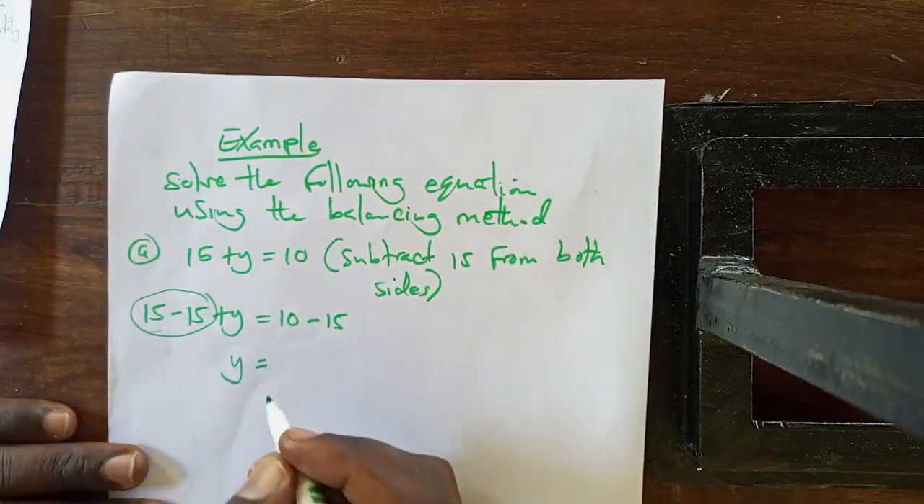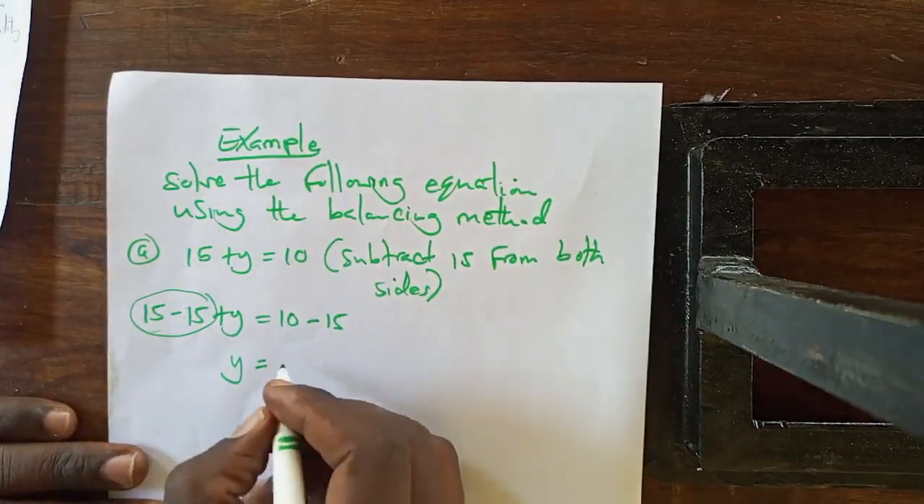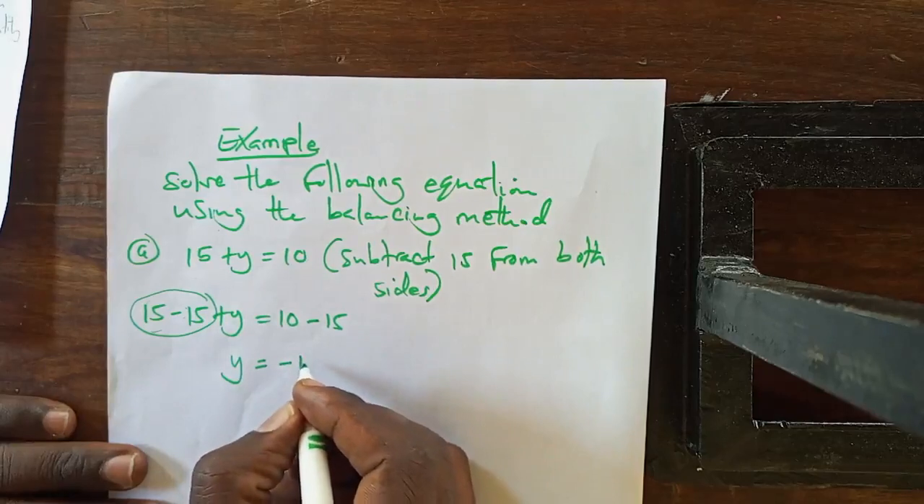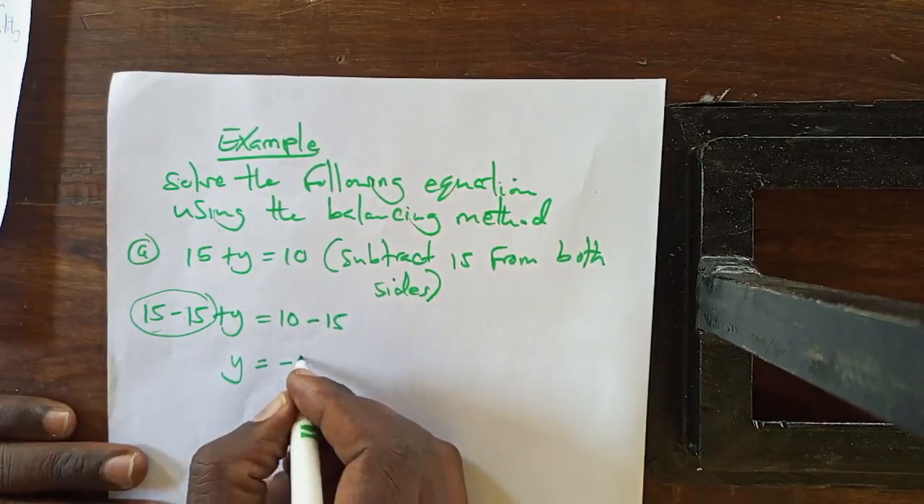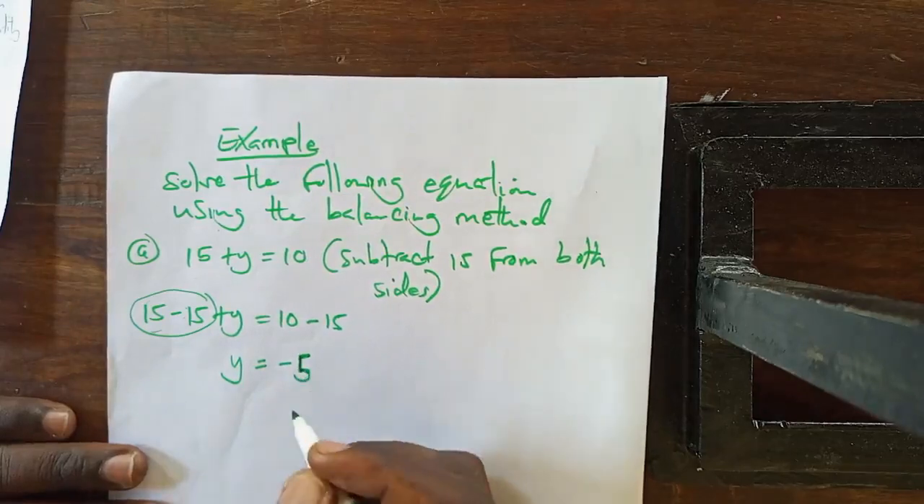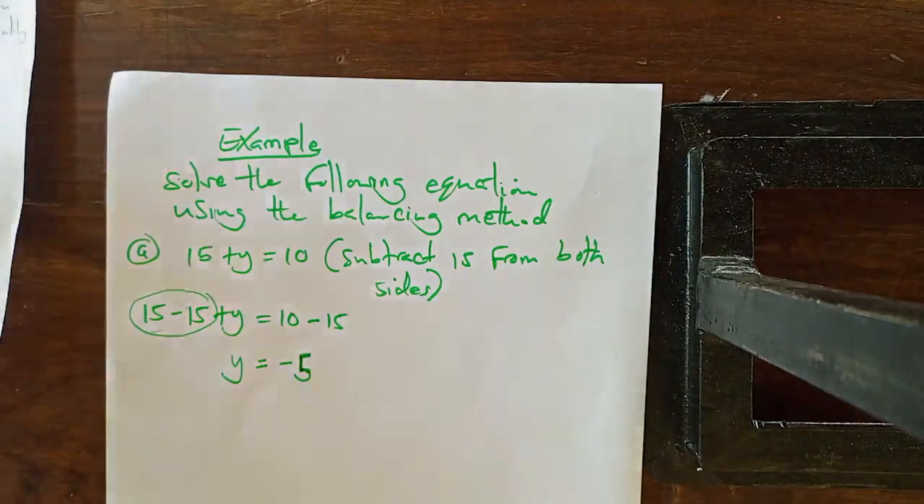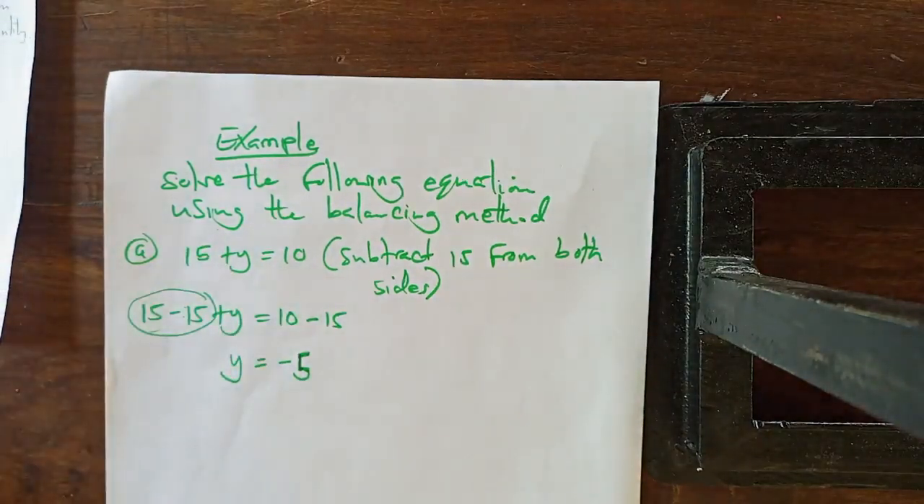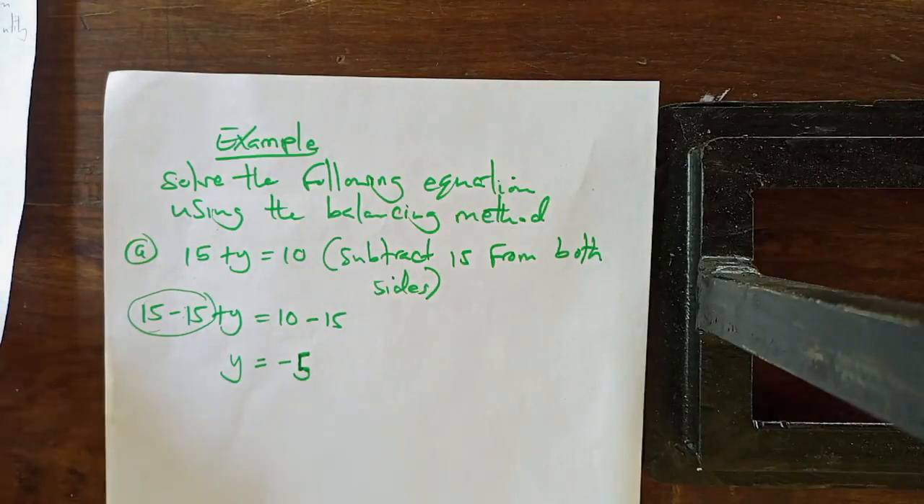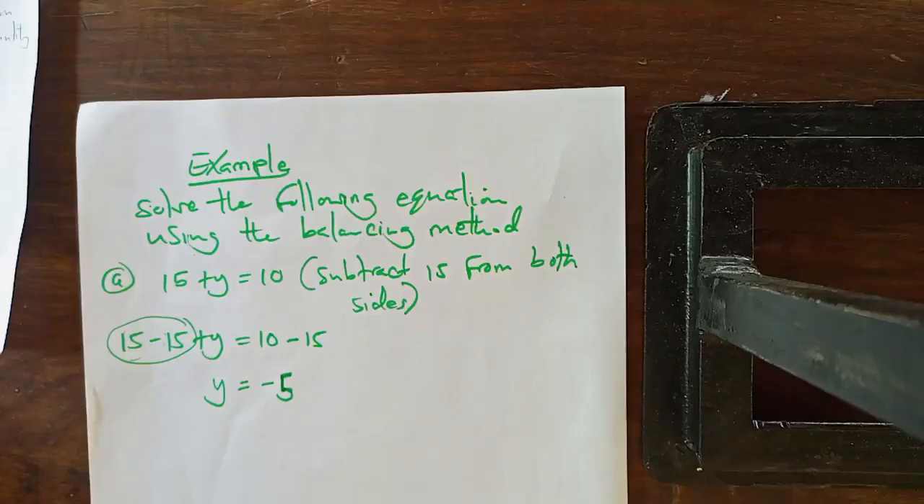Now 10 minus 15, the answer is negative 15. Sorry, negative 5. So y is equal to negative 5. So what happens is that when you substitute in an equation where there is y, you put negative 5, you find that the answer is equal to 10. In both sides, when we substitute with y there, the answer is equal to 10.